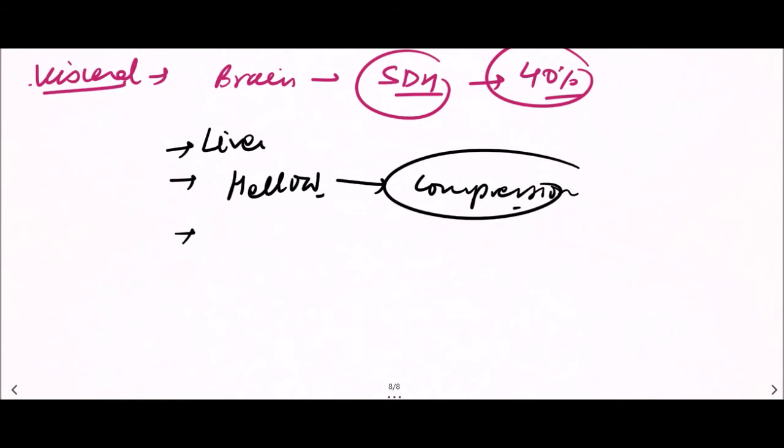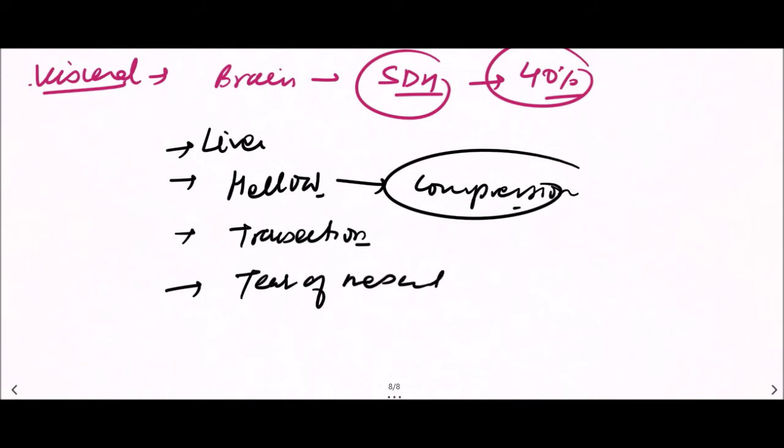Now, the second part of the duodenum or the jejunum may be completely transected because this part is fixed as compared to the other intestine. So complete transection injuries may be seen. Now there may be mesenteric tear. So tear of mesentery may be seen in some cases.